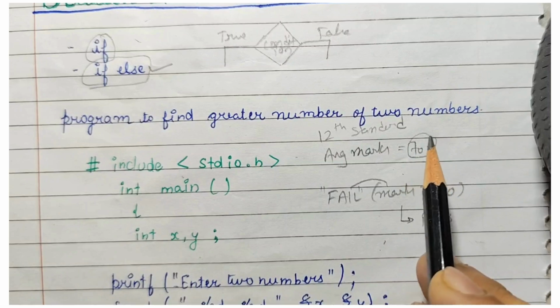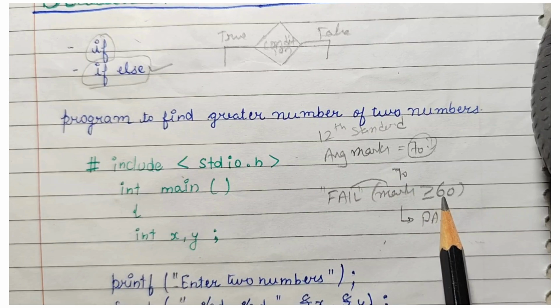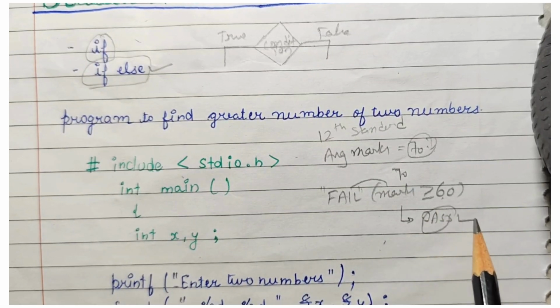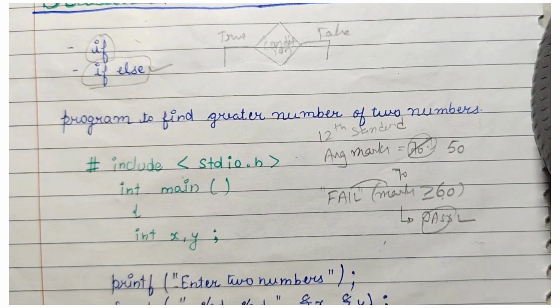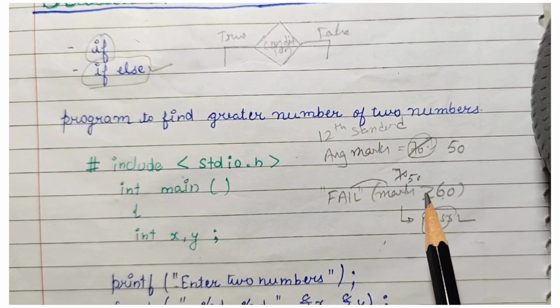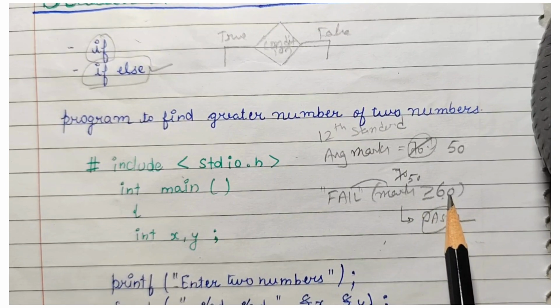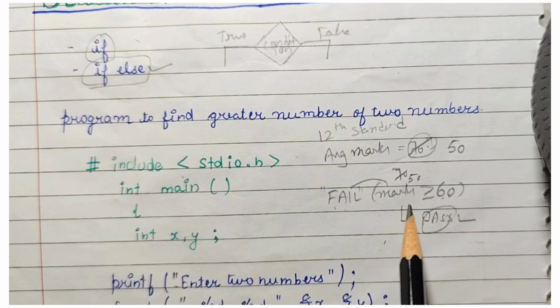Now here marks are 70. 70 is greater than or equal to 60. It means the student will pass the exam. Suppose the average mark is 50, in case any other student has average marks 50. Now if you write marks 50 greater than or equal to 60, no. So in that case, what does it return? In that case we display fail. It means the student will fail. So here, depending upon the condition, we take some decision.